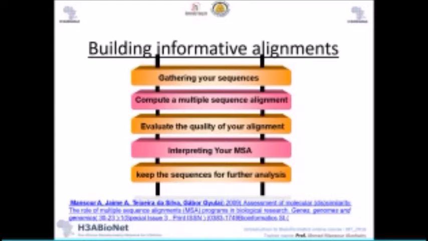Interpreting your multiple sequence alignment is the most important step, because it is what will help you in your publication, to convince people why this alignment is important, what kind of new information you can get from this alignment, and whether this information really matters or not. So this interpretation needs a good background that you can use. And of course, a very important and very easy step that a lot of people forget is to keep the sequence for further analysis, and also for future use in your publication.